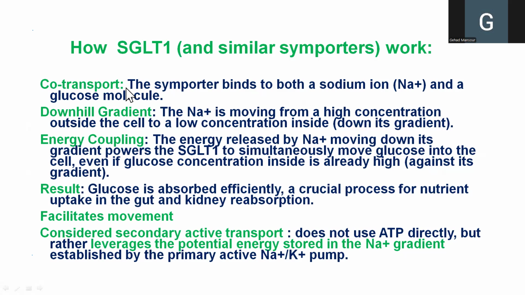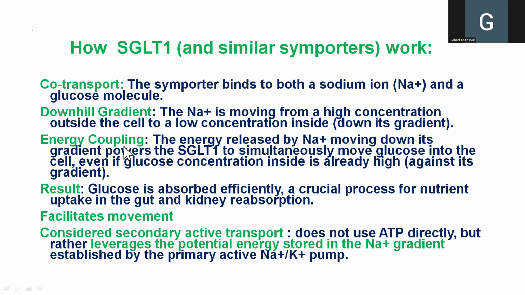First of all, they are co-transporters because the symporter will bind. It has domains to bind with the sodium ion and the glucose molecule at the same time. And then the other characteristic is that there is a downhill gradient. The sodium is moving, and we have explained all this. This is just a recap of what we have said before. The sodium ion is moving from a higher concentration outside the cell to a lower concentration inside the cell, down its concentration gradient.